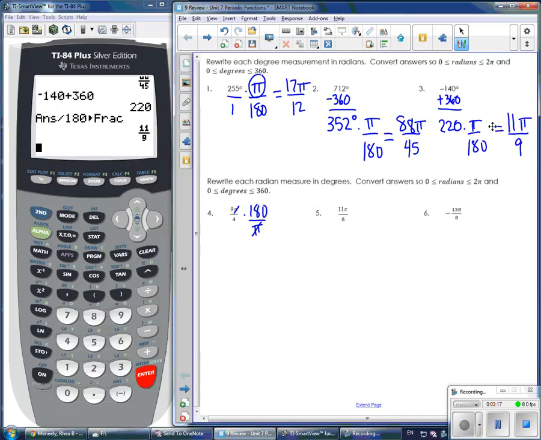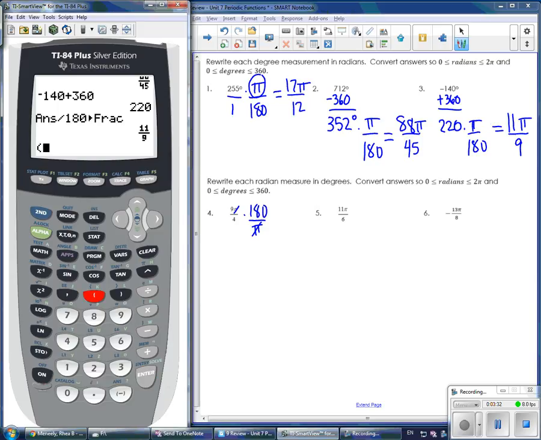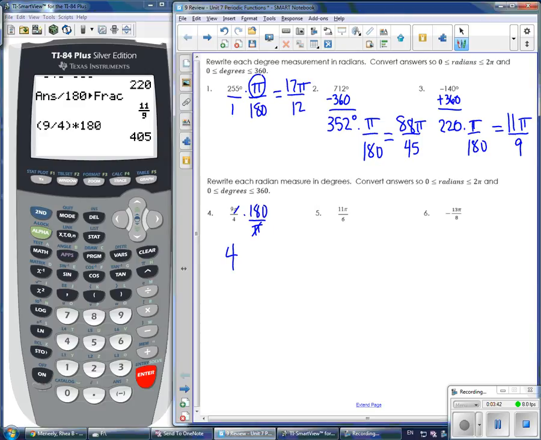When we get down to the next section, like I said, if you have a pi in your original problem and you want to get rid of it, then you multiply by the fraction that has the pi in the denominator. Now I'm just going to multiply through. I've got a fraction 9/4, and I'm multiplying that by 180, so I'm going to do 9 divided by 4 times 180. This time I get 405, which is now going to be 405 degrees. Well, 405 degrees is bigger than it's allowed to be, so I need to make sure that I subtract 360.